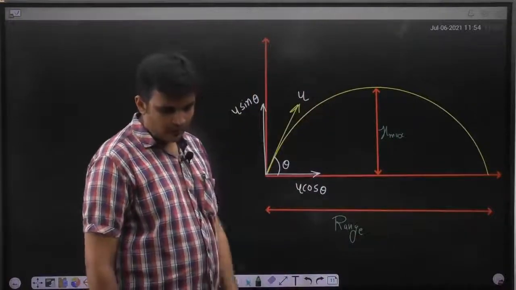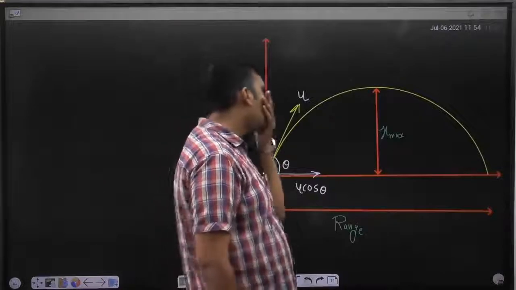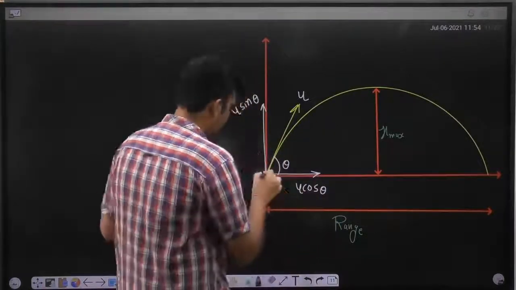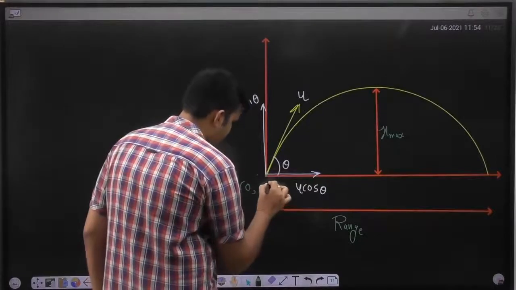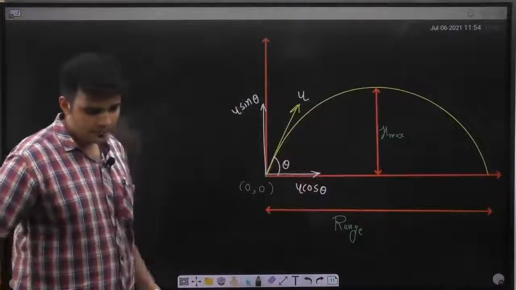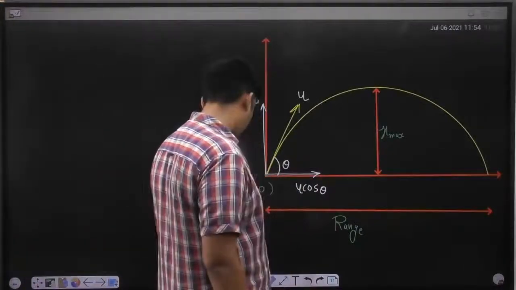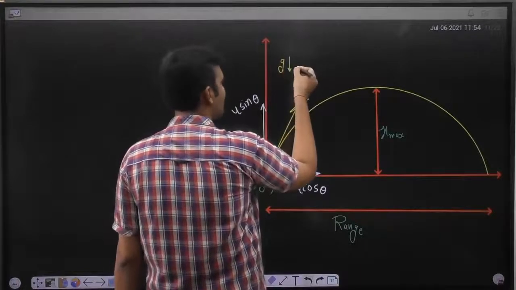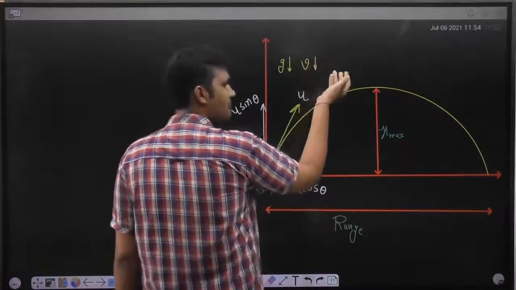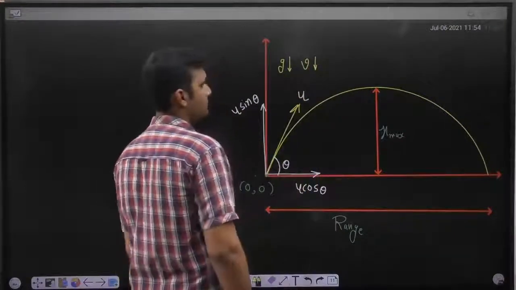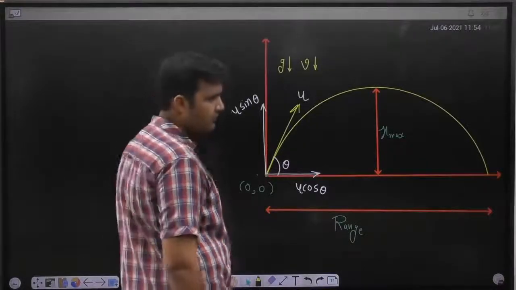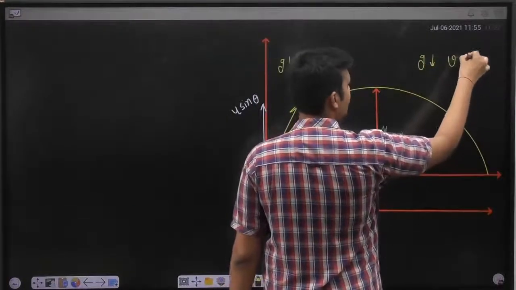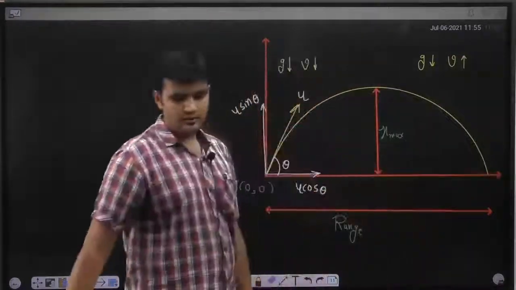Now tell me, we should make each and every case. See, if you go from here to here, take this point to be our origin. From here to here, tell me, velocity will increase or decrease? Net velocity, I mean. Hai na? Acceleration is in this direction. So velocity will decrease obviously, because particle is going opposite to acceleration, no? And from here to here, your g is in this direction, so your velocity will increase.